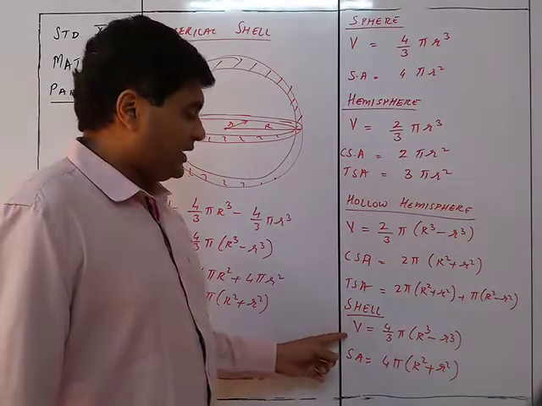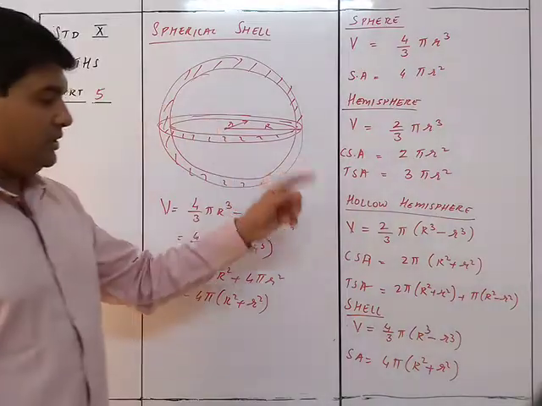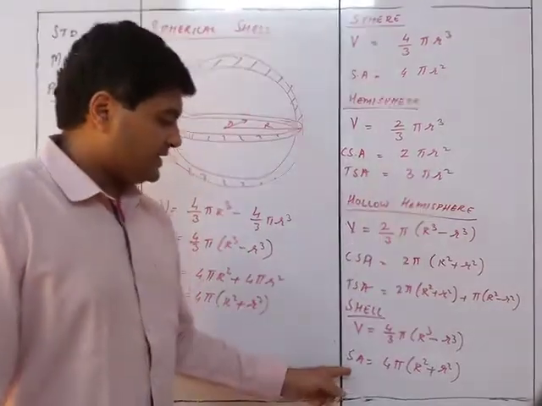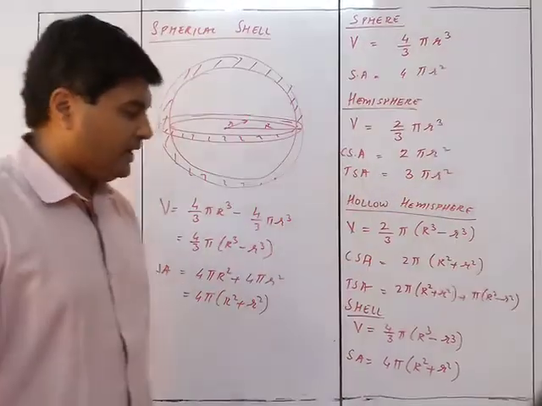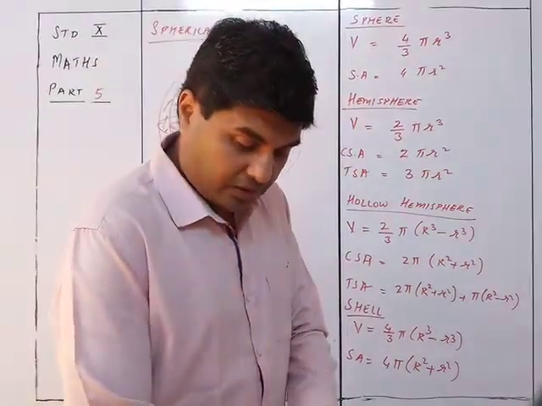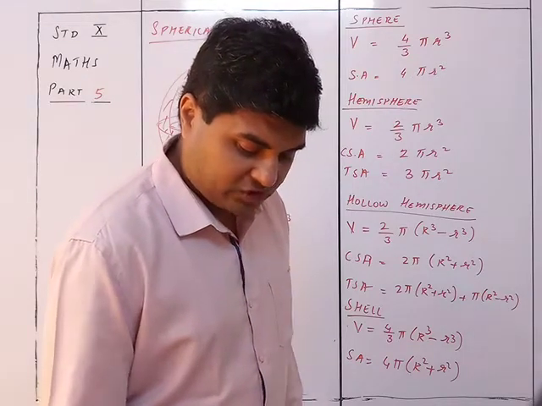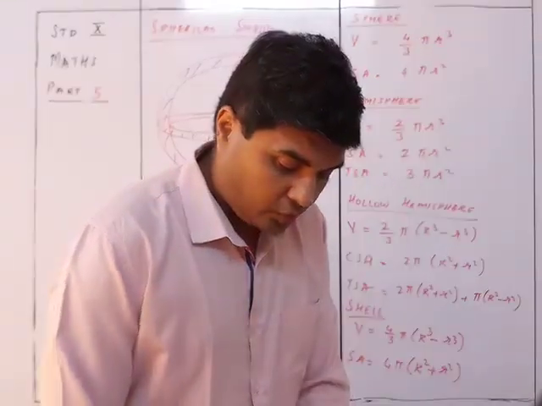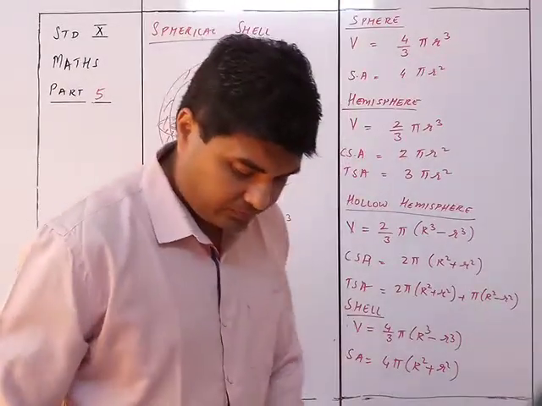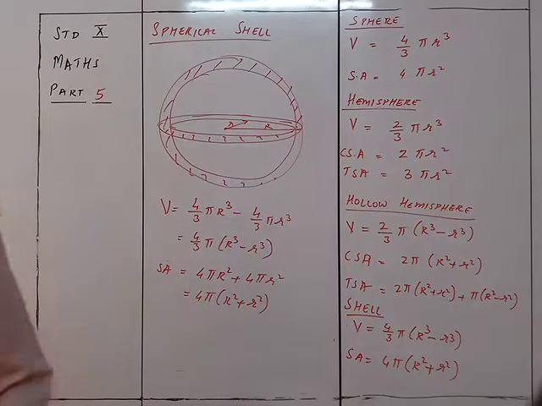If it is a shell, then V is equal to 4 upon 3 pi bracket R cube minus r cube. That is, this is a shell, R cube minus r cube, and surface area is 4 pi bracket R square plus r square. So these were the formulas which are going to be there for our next exercise, that is exercise 20C. We got 12 sums in that exercise. Let us start with exercise 20C now.